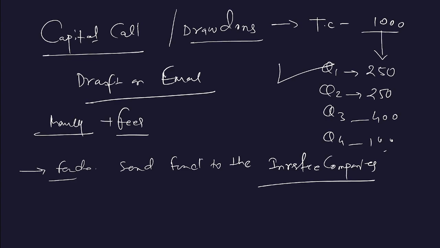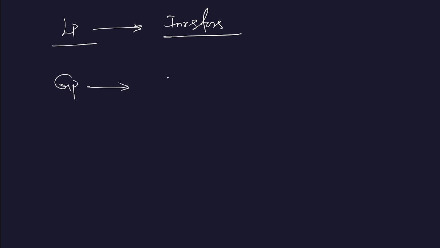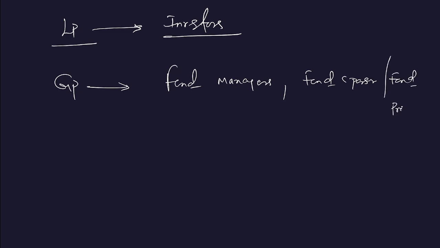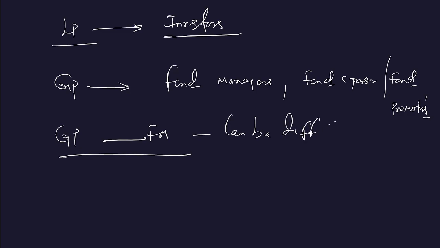Then what about limited partners and general partners? Limited partners are basically the investors who invest in the fund. They are limited by the capital which they have contributed, and general partners are particularly the management of the PE fund. General partners are like the founding partners, the fund managers, fund sponsors, or fund promoters. You would see that fund managers and general partners can sometimes be different. GP and FM can be different. It's like a CEO and the promoters of a business. You can relate in that way.